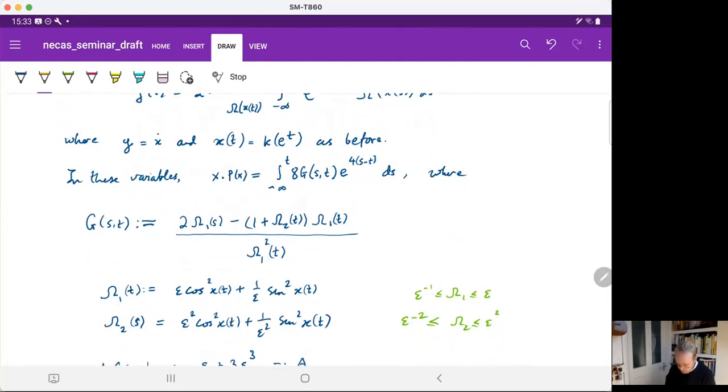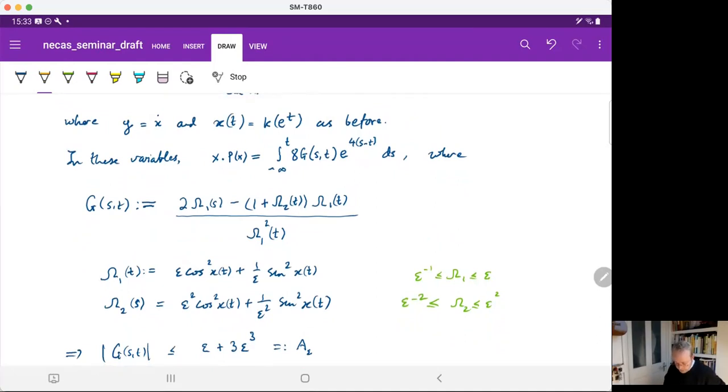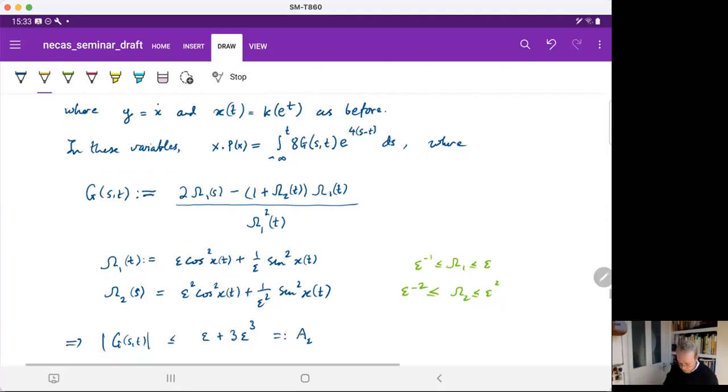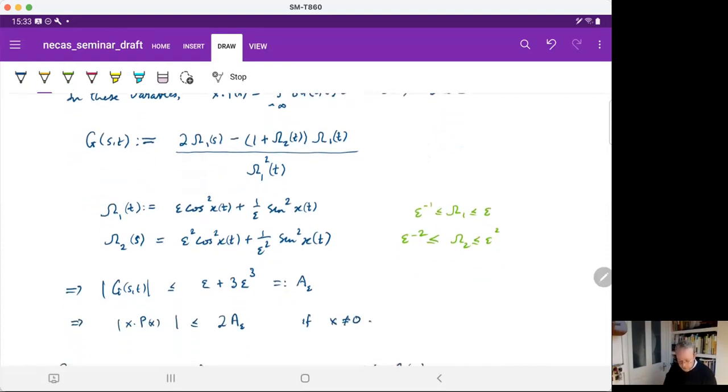And if you do that, you see that there are these bounds on the right that I've written in green. So omega 1, for example, sits between 1 over epsilon and epsilon. Here, epsilon is always bigger than 1, right? So these bounds make sense. And if you apply elementary bounds, you can bound g pointwise by that constant I mentioned earlier, which I've just called a epsilon here. Okay, the integration doesn't affect things very much. So we find that in fact x dot p is pointwise less than or equal to 2a epsilon, providing x is not 0.